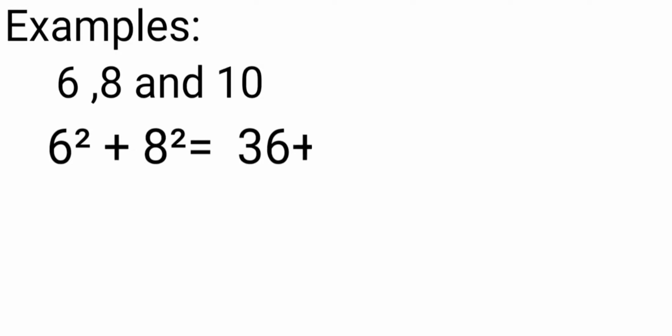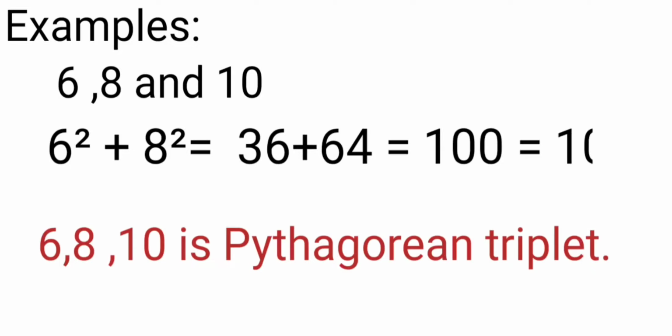Take another example, 6, 8 and 10. Check whether it satisfies the Pythagorean triplet condition or not. 6 square is 36 and 8 square is 64. 36 plus 64 is 100. So 100 is the square of 10. So 6, 8 and 10 is a Pythagorean triplet. Base square plus perpendicular square is equal to hypotenuse square. If that condition is satisfied, then those three numbers are a Pythagorean triplet.